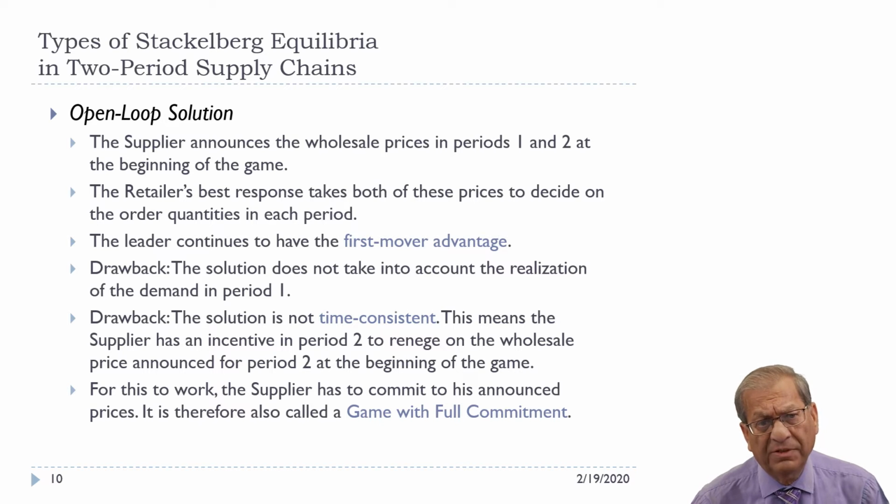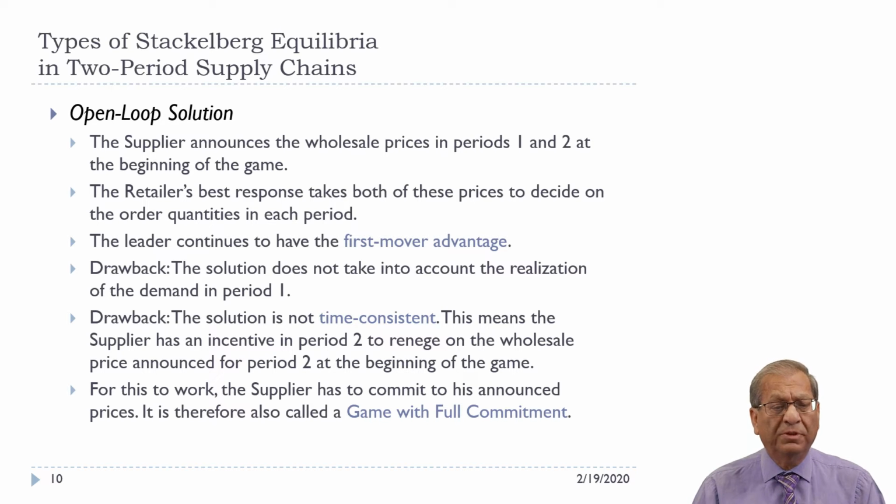The first equilibrium that we will look at is the open-loop solution. In an open-loop solution, the supplier announces the wholesale prices for periods 1 and 2 at the beginning of the game. Once this is known, the retailer's best response takes both of these prices into account and he chooses the order quantities in each of the two periods. The leader in this game continues to have a first mover advantage.